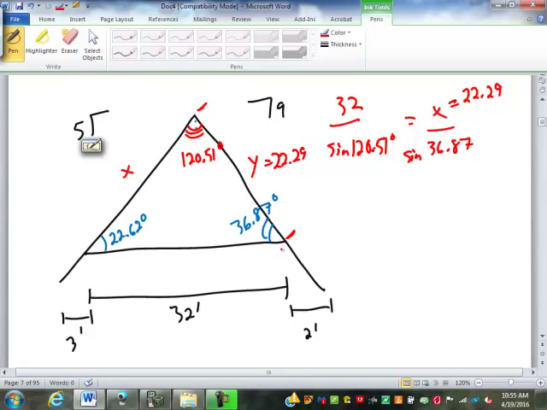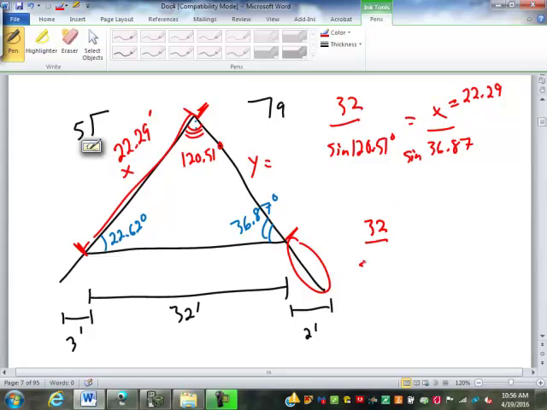Okay? That's all that length is. So this is not the length of our top chord. It's just the length here. I'm ignoring the overhang right now. I don't have this piece on there. So that was X, and this is 22.29. Now I've got to find Y.